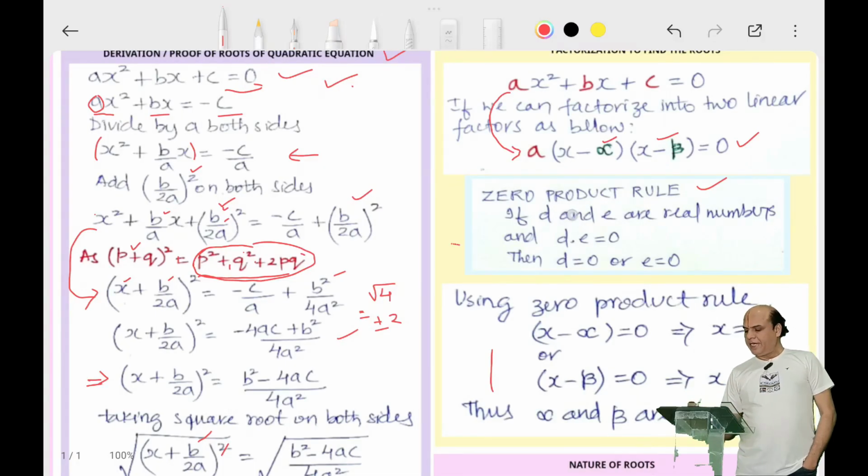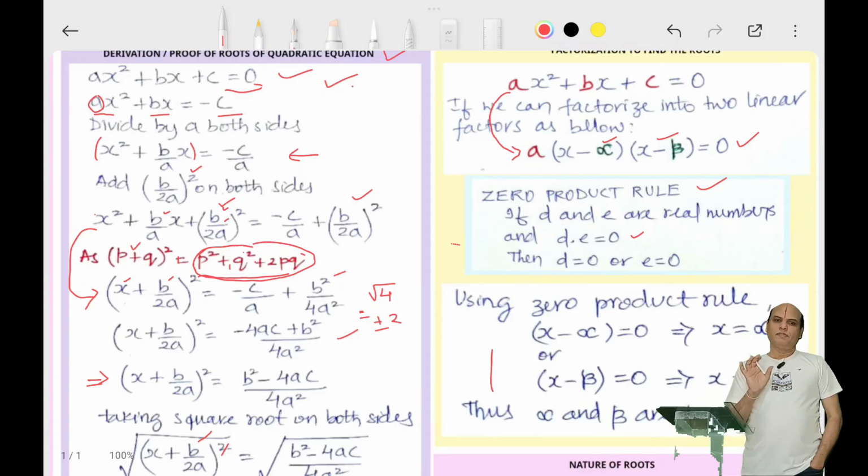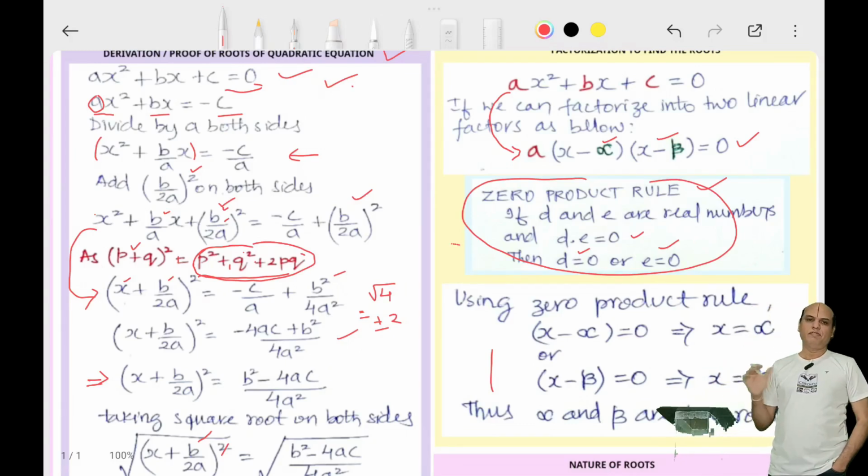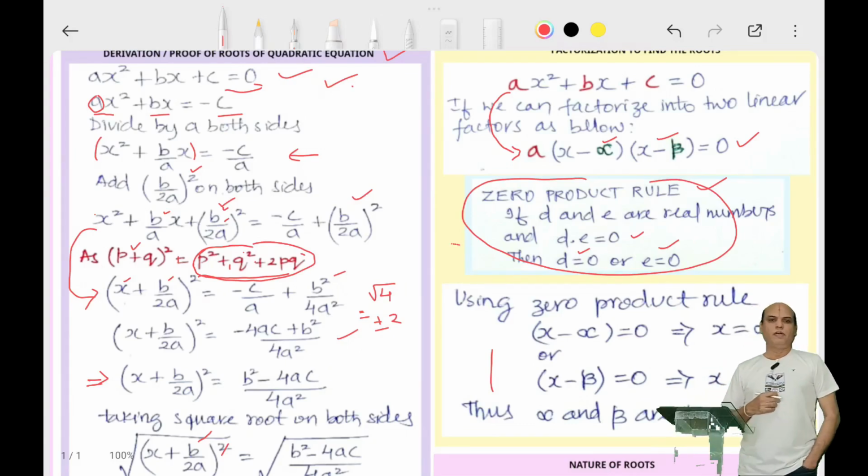If d and e are some real numbers, and if d into e is 0, the product of d and e is 0, this means either d should be 0 or e should be 0. This is called the zero product rule. We must understand this rule, which we will use in the factorization method of solving the quadratic equation.